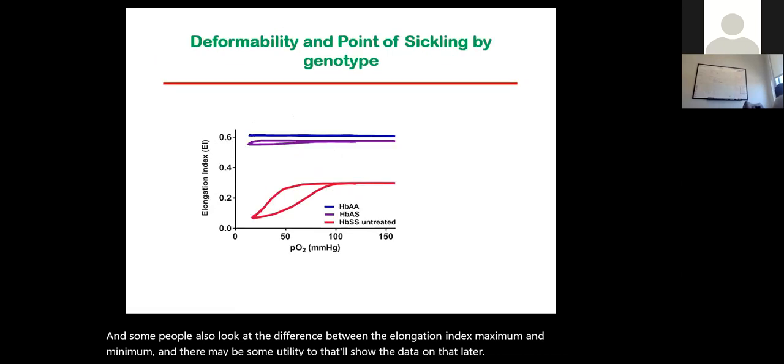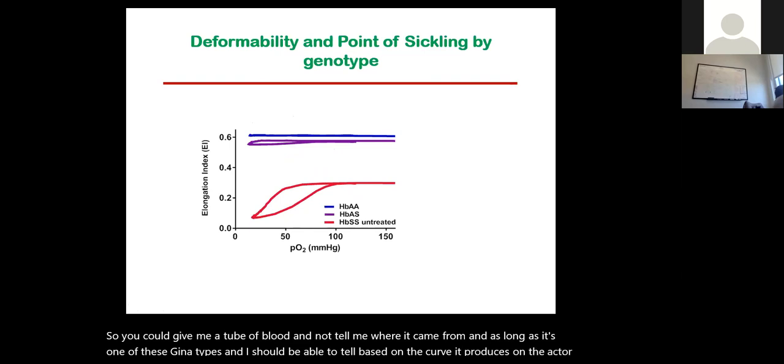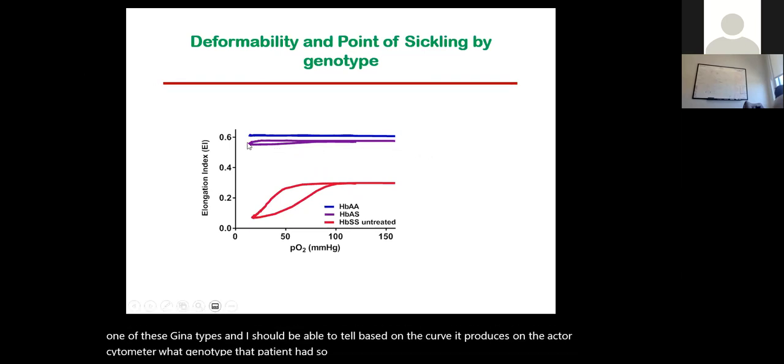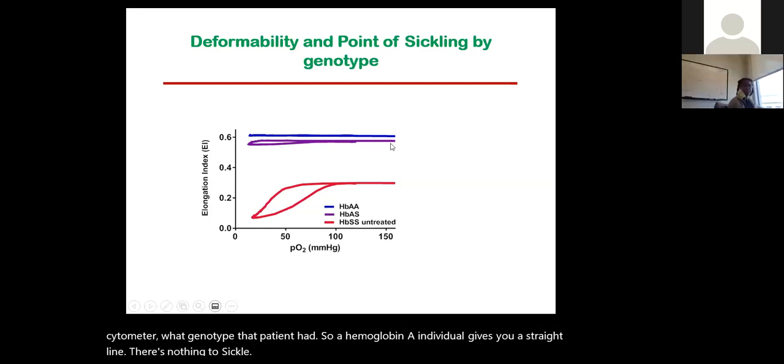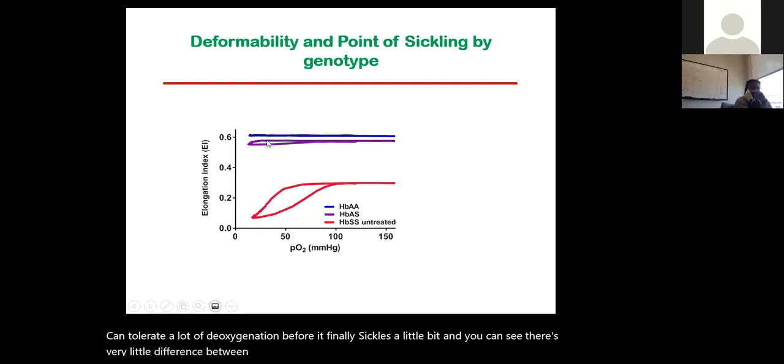So you could give me a tube of blood and not tell me where it came from, and as long as it's one of these genotypes, I should be able to tell based on the curve it produces on the ektacytometer what genotype that patient had. So a hemoglobin AA individual gives you a straight line. There's nothing to sickle. A trait individual, hemoglobin AS, can tolerate a lot of deoxygenation before it finally sickles a little bit. And you can see there's very little difference between the elongation index maximum and minimum. It just gives you that little loop, because there isn't that much within that red cell to sickle.